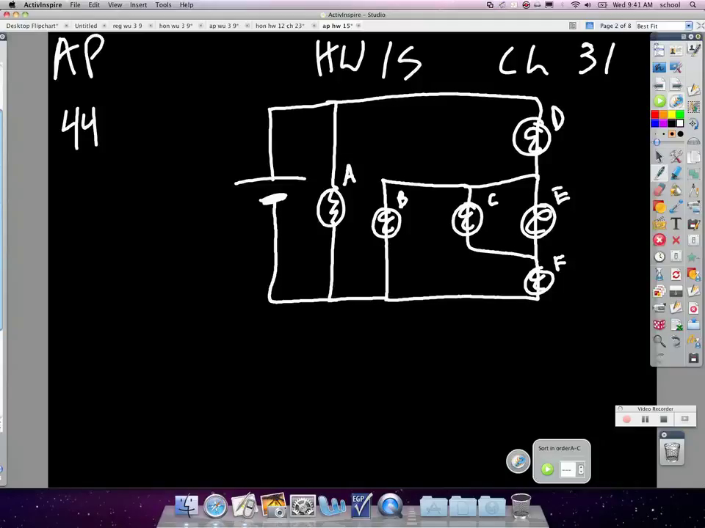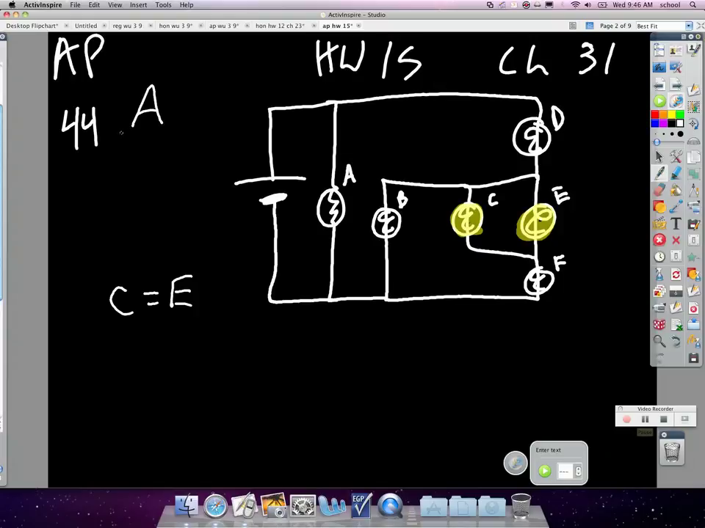Based on what we've just known, we should be able to say certain things. For example, two of these bulbs for sure should be the same brightness. What are they? So we know at the top of the list we have A.